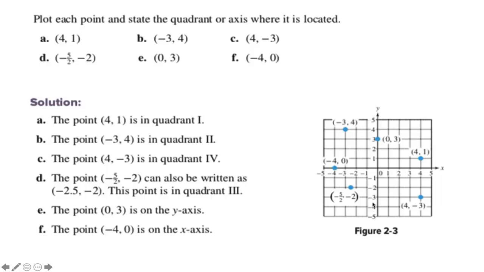The only thing that I want to point out is that if you're on the axis, it's not considered any of the quadrants. So 0, 3, for example, is on the y-axis, and then negative 4, 0 is on the x-axis. So these 2 points are not in any quadrant. And you're welcome to look at the other ones to make sure that you understand how this coordinate system works.